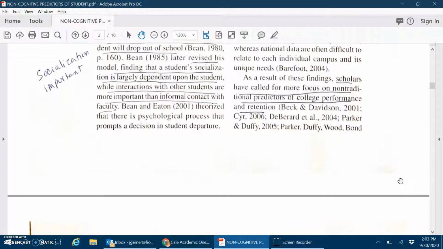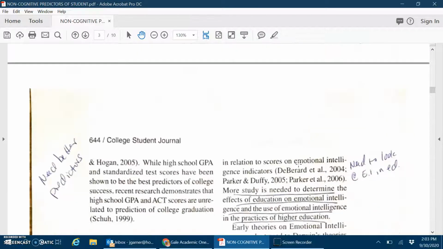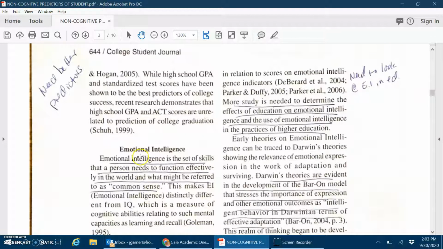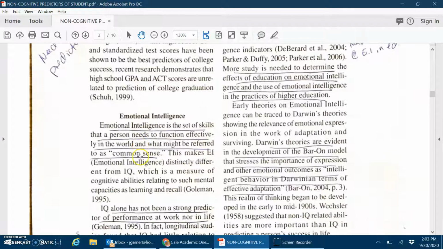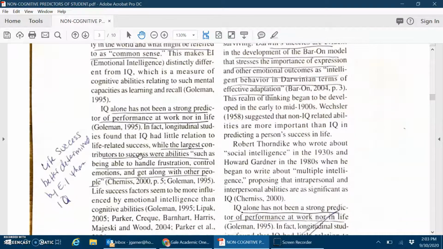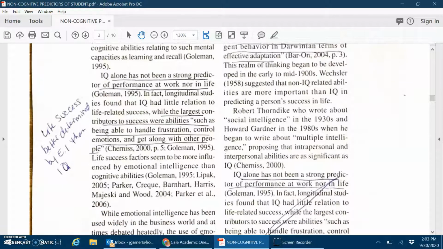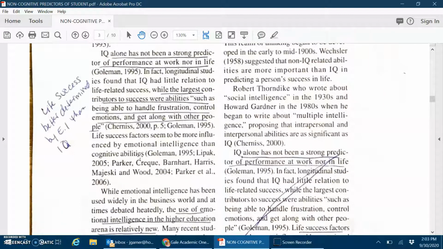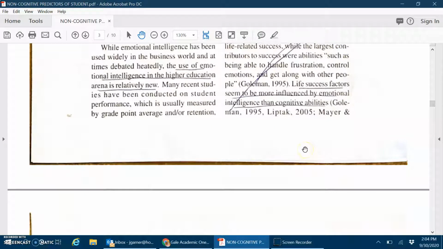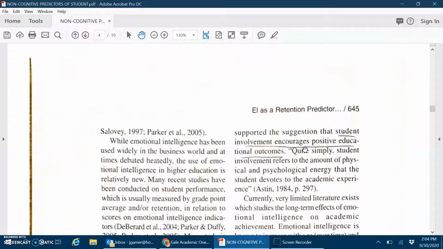But they're talking about how we need to have better predictors, and now he's going to tell you what he knows about emotional intelligence, or they, the authors, are going to tell you some background on emotional intelligence and what it is. All right, and they talk about how IQ hasn't been the best predictor of life or college success, and emotional intelligence is often a better predictor. There seems to be a paragraph that's repeated here, oddly.